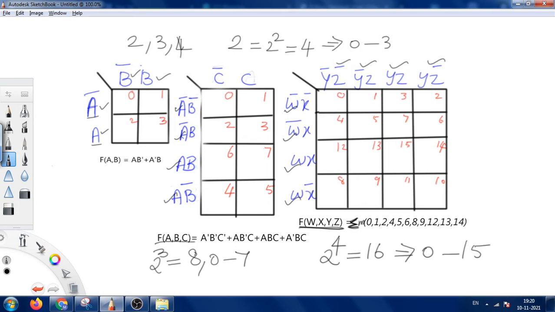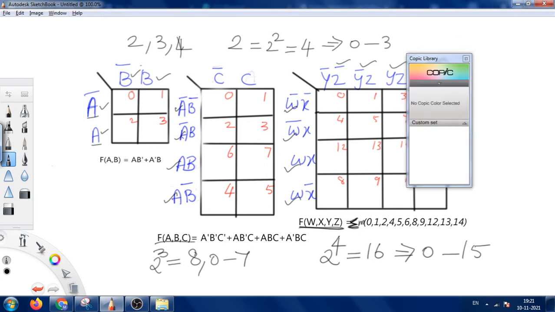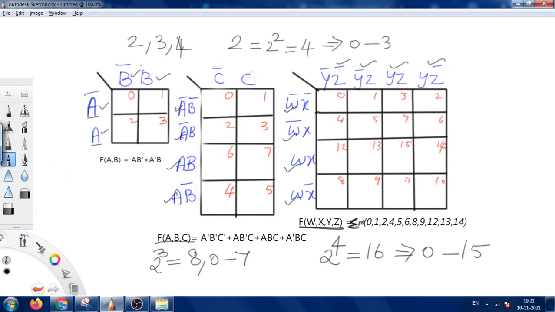Now how to fill the values inside the Karnaugh map? Given the question, you can see the questions may be in either way. So what are the possible ways? The question may be like this: function f of a comma b is equal to a b bar plus a bar b. So this is the sum of products terms. We can shortly call this SOP, which is the sum of products.